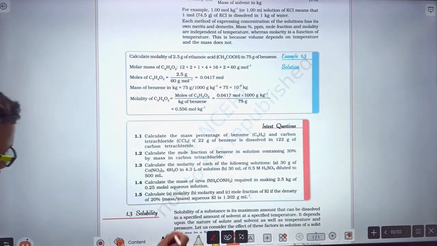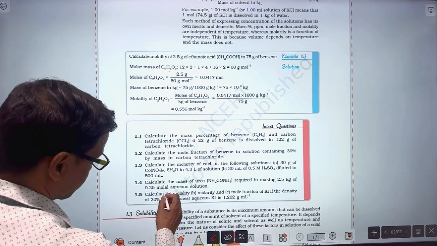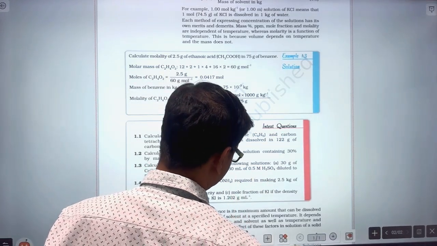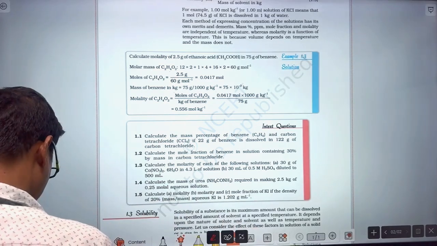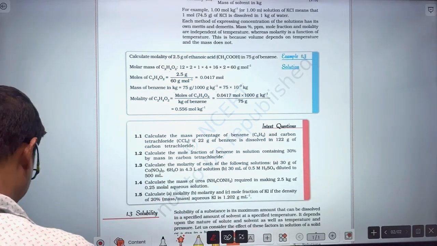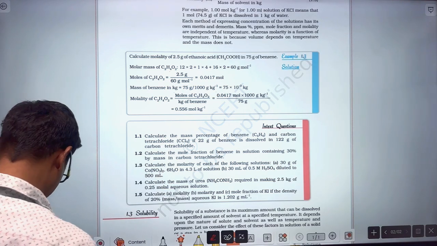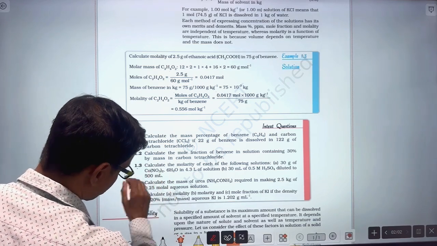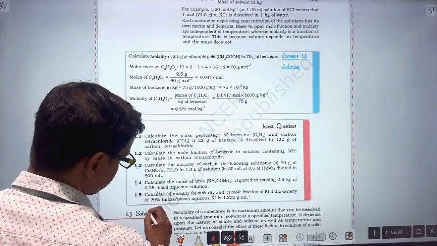You have to find the molarity of 30 gram of cobalt nitrate dissolved in 4.3 liter of solution. B: 30 milliliter of 0.5 molar H2SO4 diluted to 500 milliliter. This question you will have to do. Next question, you solve by yourself. Very easy question. This question and this question are similar, so we are discussing this question.